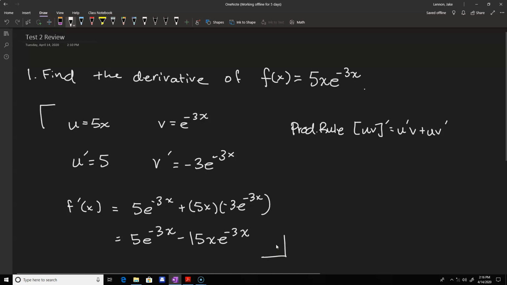Like I said, with these product rules and quotient rules and even chain rules, a lot of times the derivatives become messier. I mean, you could factor out an e to the minus 3x, but we're not really trying to solve anything. So I would just stop here.